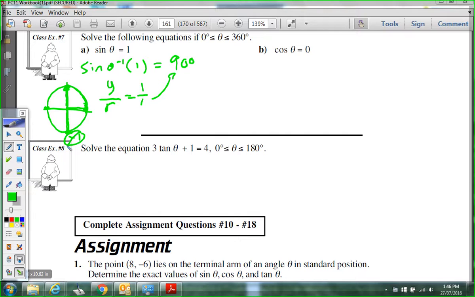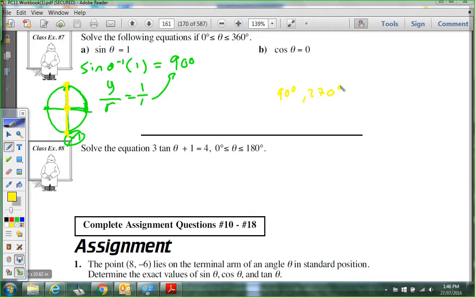Cosine theta equals 0. So where's cosine 0? It's essentially what we just talked about. Let me change colors here. This is cosine 0 because that's the x. So there's no movement left or right. So this spot and this spot, cosine of theta is 0. So that would be 90 and 270 as our two spots where cosine is 0.